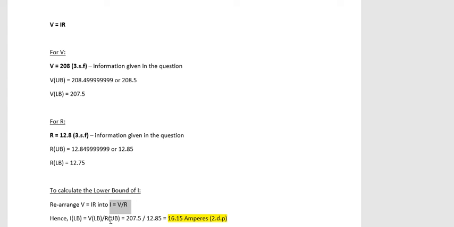And here you have it here. So we put our value 207.5. We've used the lower bound of the voltage divided by 12.85, which is the upper bound of the resistance, to give us 16.15 amperes to two decimal places.